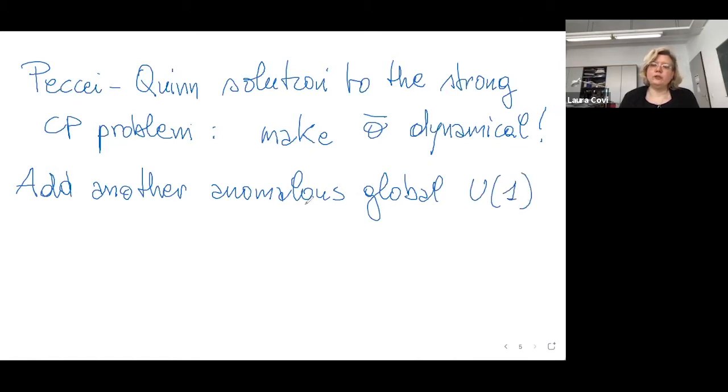And this is usually called Peccei-Quinn symmetry. Now, these global anomalous U1, we will discuss later. There are different realizations of it. And in principle, then you have different fields having charge under this anomalous U1. But in practice, the important thing is you want to break it spontaneously.